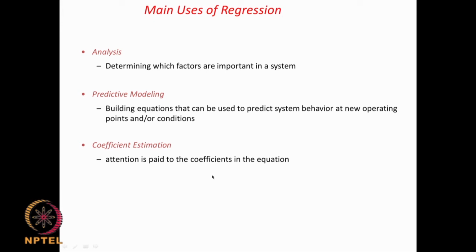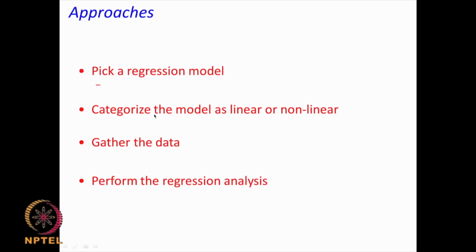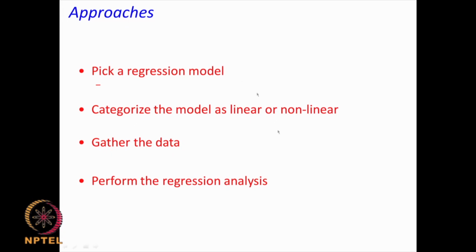Okay. So, what are the approaches? We pick a regression model. So, do I go for a linear regression model? Do I go for a non-linear regression model? Do you have x1 square? Do I have x1 into x2? That is interactions. X1 square means it is a quadratic, x1 in x2 means it is an interaction. So, I need to decide, do I go for a linear model, non-linear model?